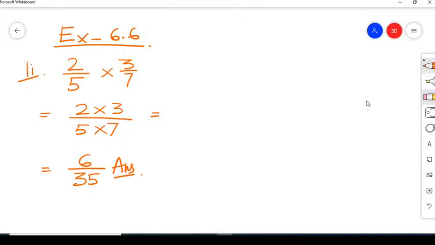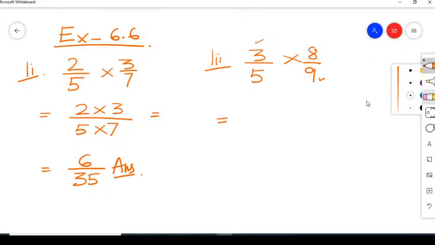Now let's do one subpart 2: 3 by 5 into 8 by 9. Here you can see that we have a 3 in the numerator and a 9 in the denominator. Now this is very important. Just be very careful and attentive.